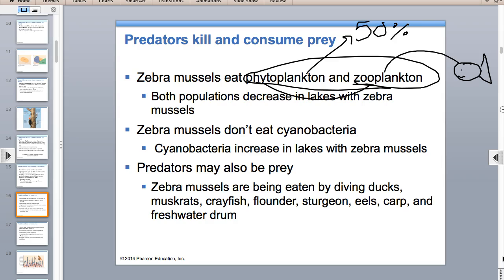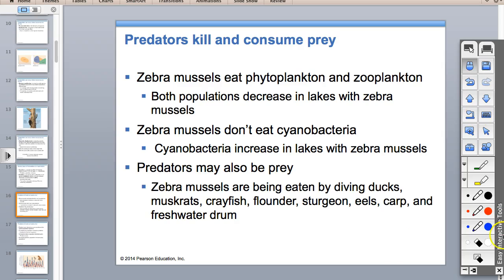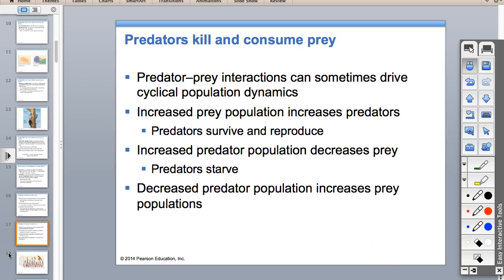So anyway, zebra mussels are eating this phytoplankton and zooplankton, the base of the food chain here. Some of the organisms, like these ducks, are figuring out how to eat them, which is good. Predator and prey relationships can drive evolution.